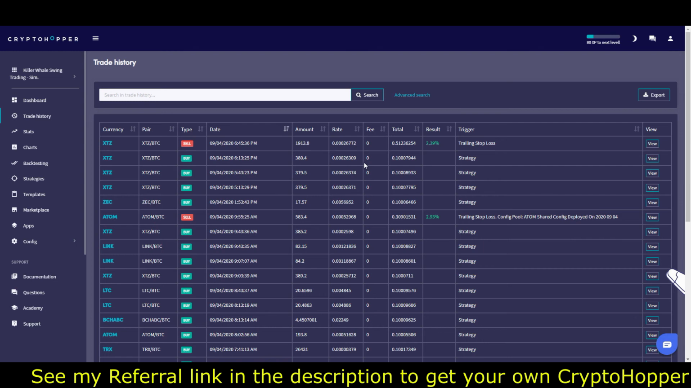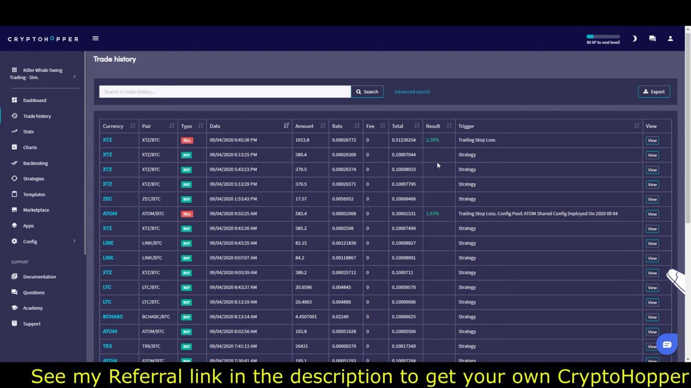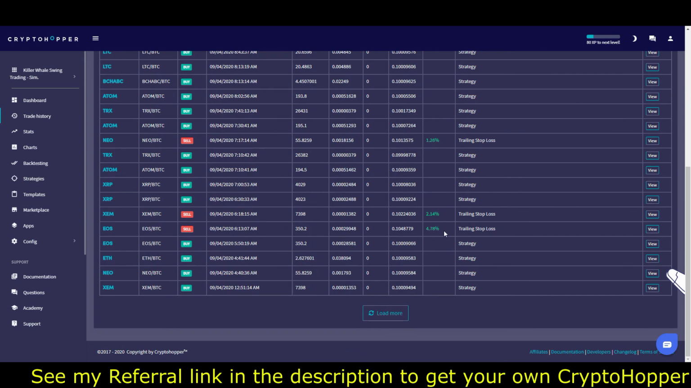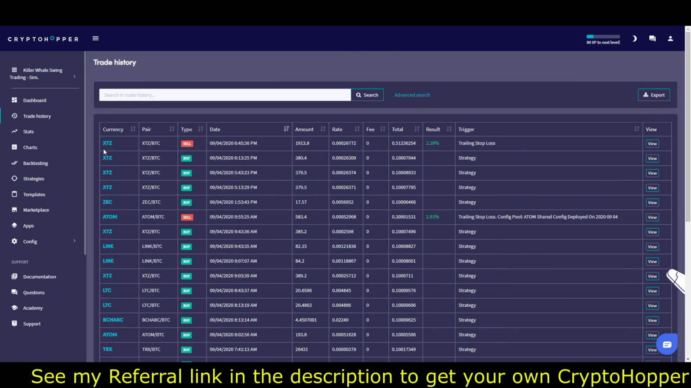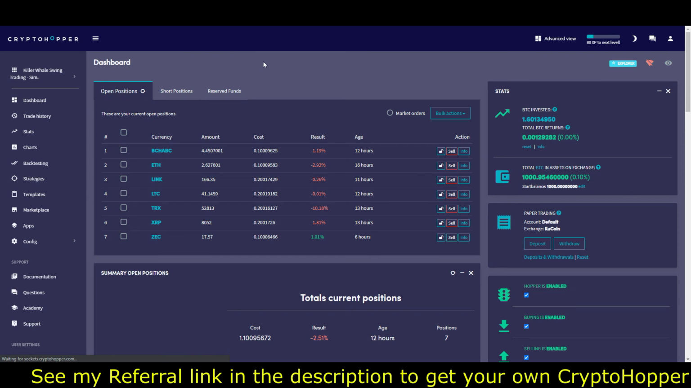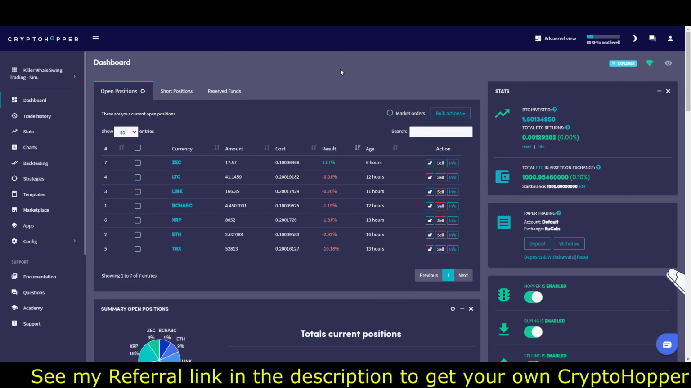and see. This is for the other strategy, the swing trading strategy. It'll show you. This one didn't have as much as my free strategy, and I think it just has to do with the volatility of the market right now. But anyway, that's just a little crash course on the CryptoHopper.